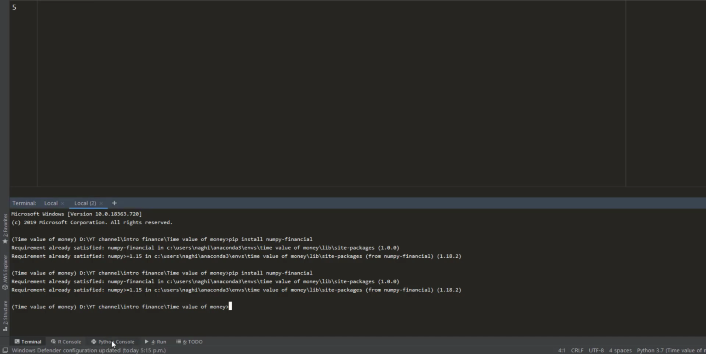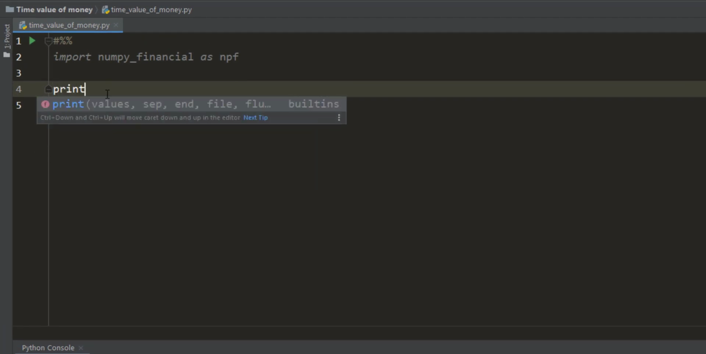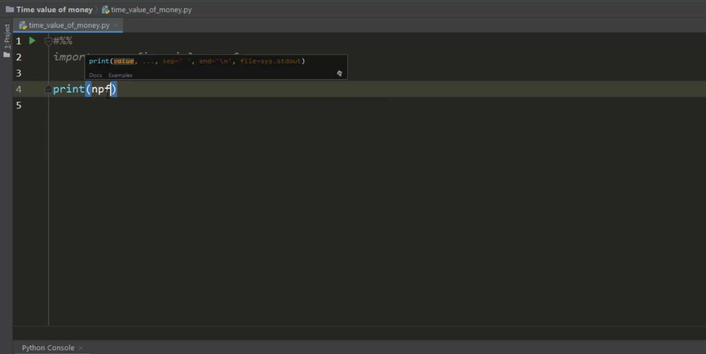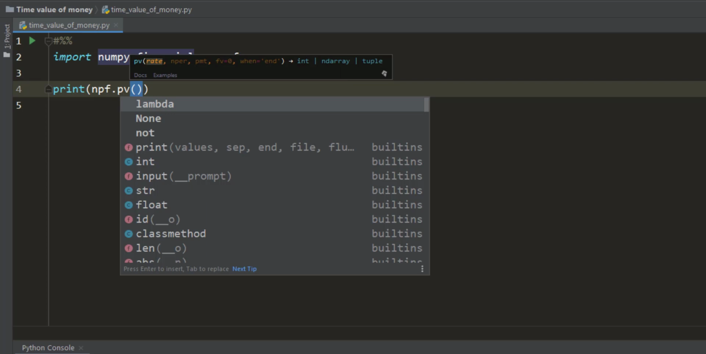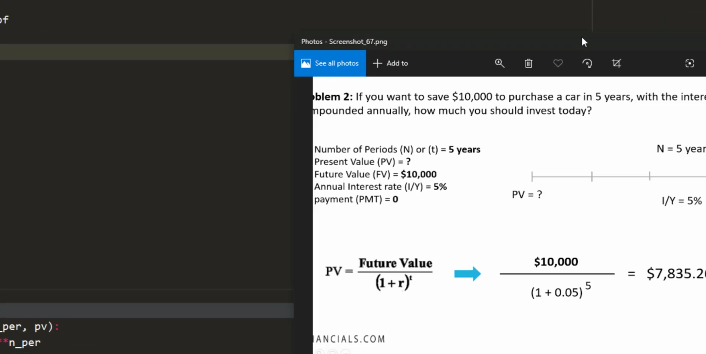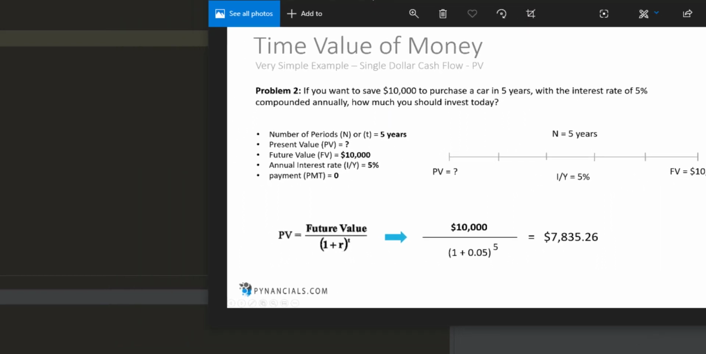Let's get back to our console here. It's very simple to work with this module. So we are going to just write print npf.pv as our first question. Let's have a look at our question here, our PV question. So we can just hardcode the number here as well. 10,000 as our future value, 5 years, and 5% as our percentage rate. And let's just give it a shot.